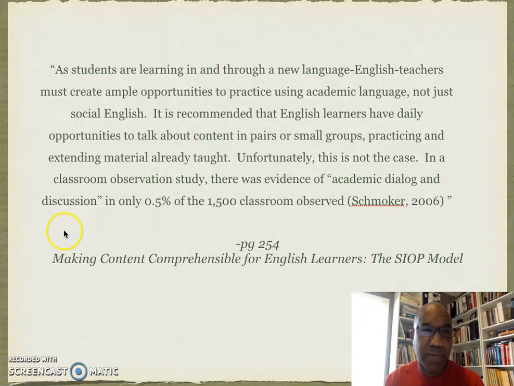This is a quote I took from the text, Making Content Comprehensible for English Learners, the SIOP model. The quote goes as such. It says, as students are learning in and through a new language, English teachers must create ample opportunities to practice using academic language, not just social language. So that academic language is important. We as teachers have to create activities so that they can use it.